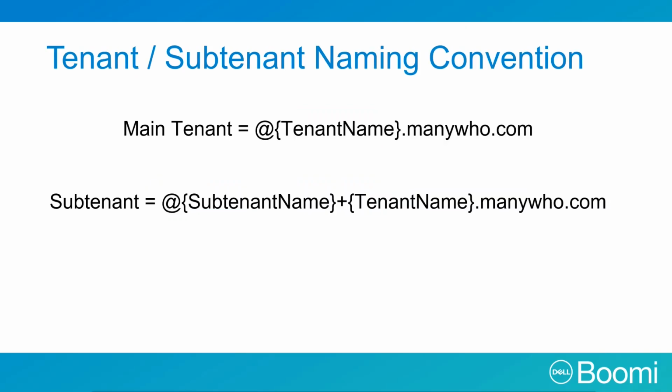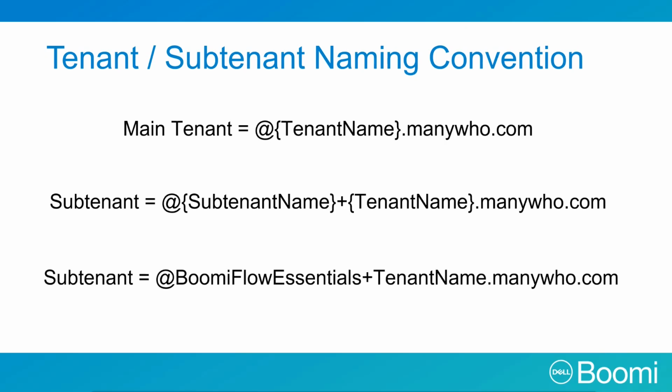Tenants and subtenants are similar in many ways. You can log into your main tenant or subtenants using the same password. The naming convention is shown here for a main tenant and a subtenant. For example, a subtenant could be created for BoomiFlow Essentials, which may appear like this. The naming convention for main tenants and subtenants does not allow for any spaces between characters and only allows for letters and numbers to be used for naming.